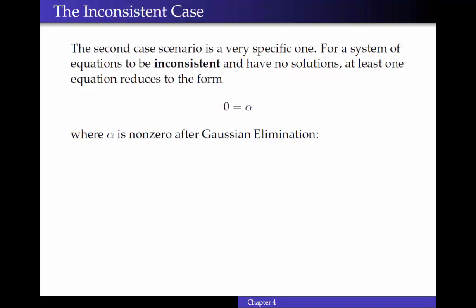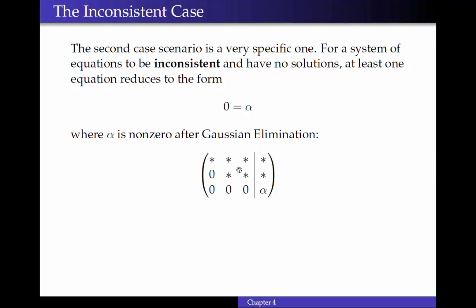Okay, so the next case is this inconsistent case. So this is very specific. For a system of equations to be inconsistent and have no solutions, at least one of the equations is going to reduce down to the form 0 = alpha, where alpha is non-zero, after performing Gaussian elimination.